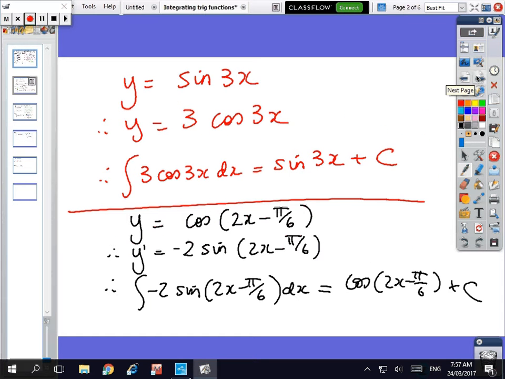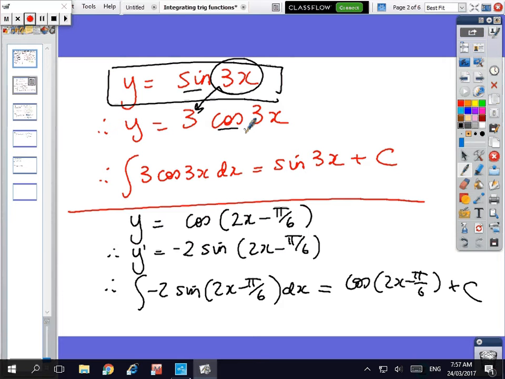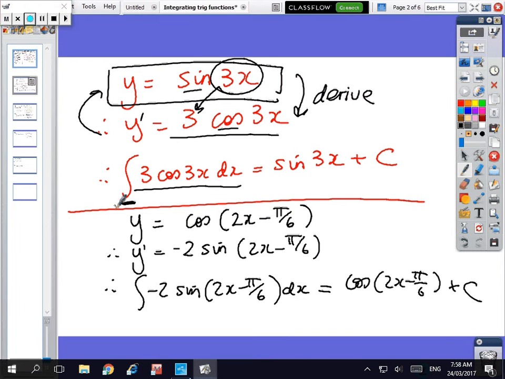Let's have a look at a function, y equals sine 3x. When you derive, the derivative of the 3x, which is 3, comes out the front, and then sine turns into cos. That should be y dash, sorry. So that's deriving. If I want to go backwards, then 3 cos 3x, if I'm integrating, must have been sine 3x plus a constant. Another example: if I've got cos of 2x minus pi on 6, the derivative of the bracket is 2. Cos turns into minus sine, and then you just leave the bracket as it is.